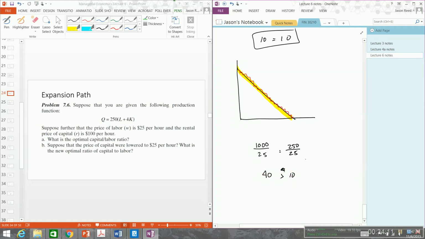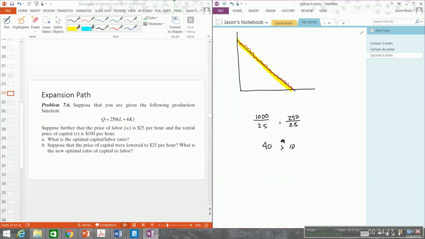So now I think this is interesting, because we don't have an equality. But what we're saying here is that for all instances, capital is more efficient for us. So essentially, we should only use capital here.